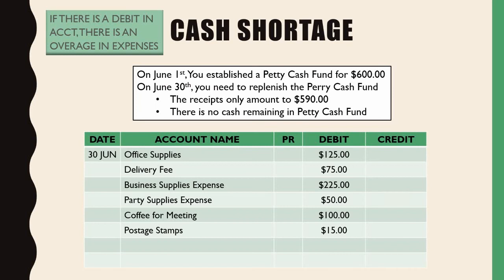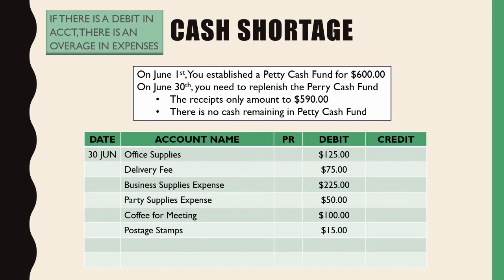So, what happens when you do have a cash shortage? Well, in this case, this is what you have to do. If on June 1st you establish your petty cash drawer as $600, and then at the end of June, June 30th, you decide to replenish your petty cash drawer. By replenishing it, you counted that the total amount of receipts came out to a total of $590 and that there was no cash left in the petty cash drawer. So here you are missing $10.